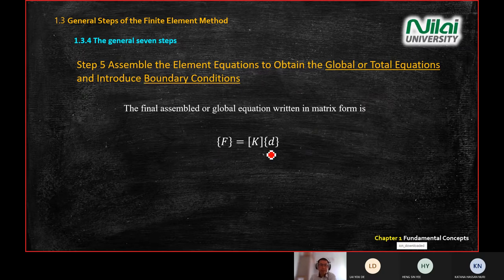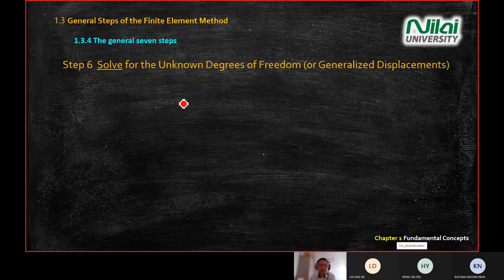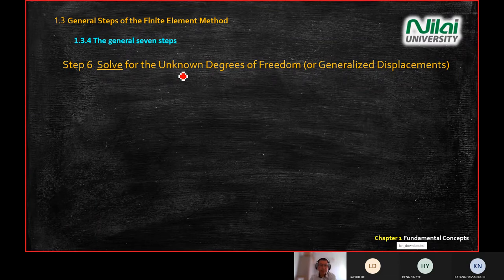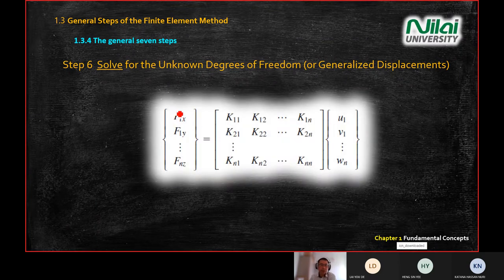Okay, at the end, we still arrive at the equation that we memorized this morning, F equal to K times D, in matrix form. Every time you see the curly bracket or the square bracket, it means that it's in matrix format. It is followed by step number six, where we solve for the displacement, the unknown inside the equation. This is the expanded format of the equation that we learned this morning. We have F, K, and D. Again, for F we use the curly form, for K we use the square bracket, and for displacement we use the curly format, with the mathematical operation symbol. So we have F equal to K times D.